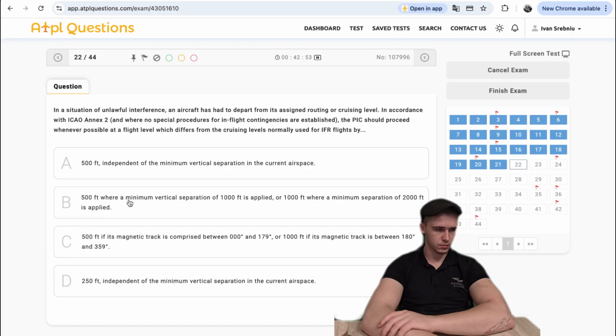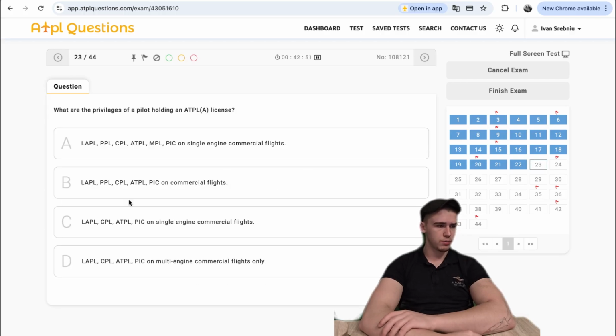Here, this one. What are the privileges of a pilot holding an ATPL license? ATPL license is the best license. LAPL, PPL, CPL, ATPL, PSC on commercial flights. Yeah, this one.